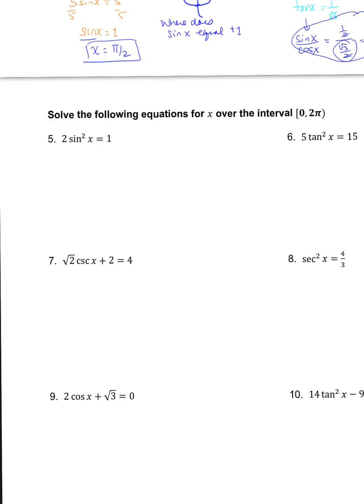Okay, number 5, this page is still going to do the same thing. Solve the following equations for x over the interval of 0 to 2 pi. Again, we're in radians, so our answer has to be in radians, and we're looking for angles.